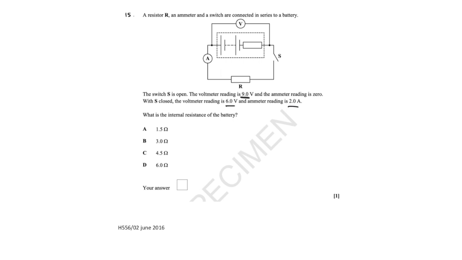We know a good old formula, which is EMF equals V plus Ir, and so EMF minus V over I is equal to r. And we've got everything. We've got 9 volts minus 6 volts over 2 amps, and therefore that gives me 3 over 2, or simply A as the answer.